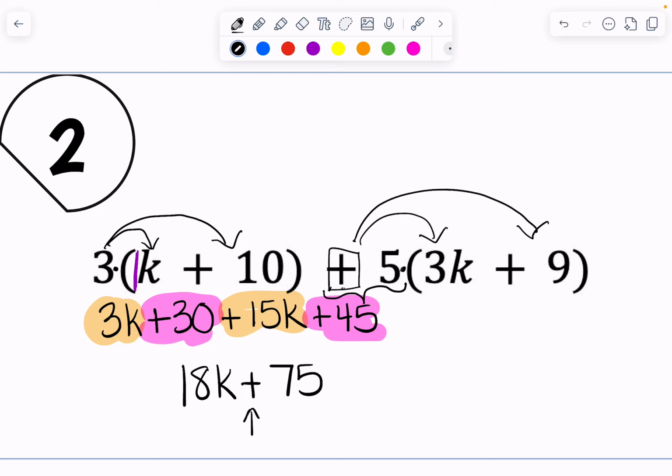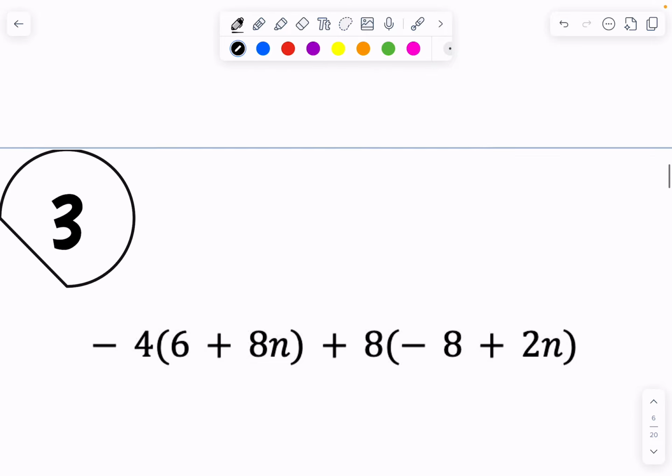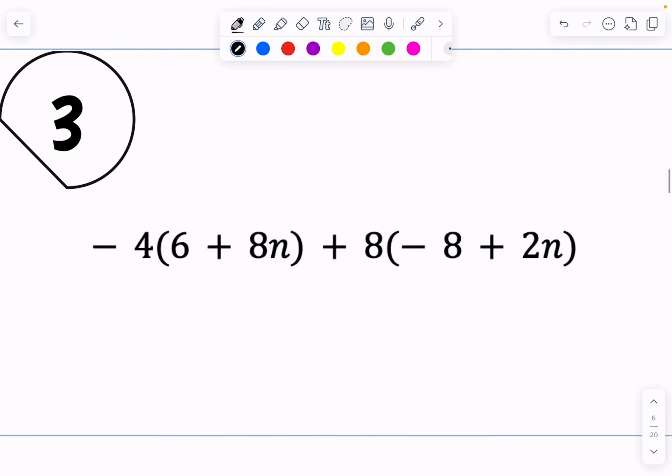So now I'm going to ask myself, do I have any parentheses? Nope. Do I have any like terms? Nope. So this is in simplest form. On this particular problem we're going to look at, we have those two sets of parentheses. So we're going to be distributing twice, but we also have some negatives that we're going to need to pay attention to. So again, the negatives or the minus signs tell us that those terms are negative.